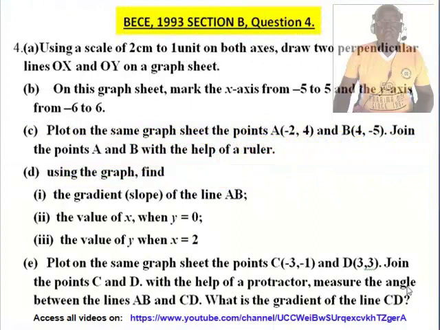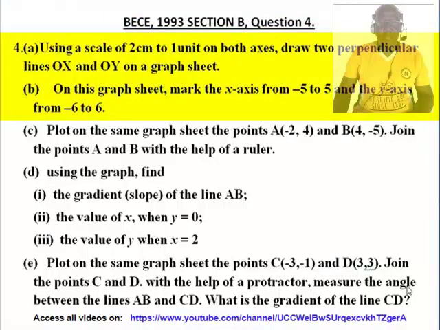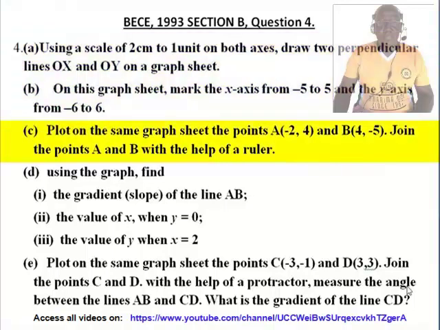BECE 1993, Section B, Question 4. 4a. Using a scale of 2 cm to 1 unit on both axes, draw two perpendicular lines OX and OY on a graph sheet. 4b. On this graph sheet, mark the x-axis from −5 to 5, and the y-axis from −6 to 6. 4c. Plot on the same graph sheet the points A with coordinates (−2, 4) and B with coordinates (4, −5). Join the points A and B with the help of a ruler.